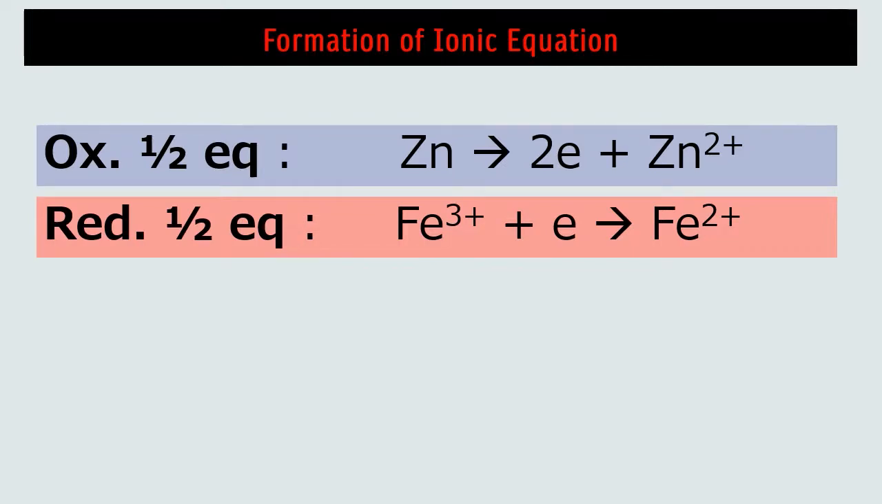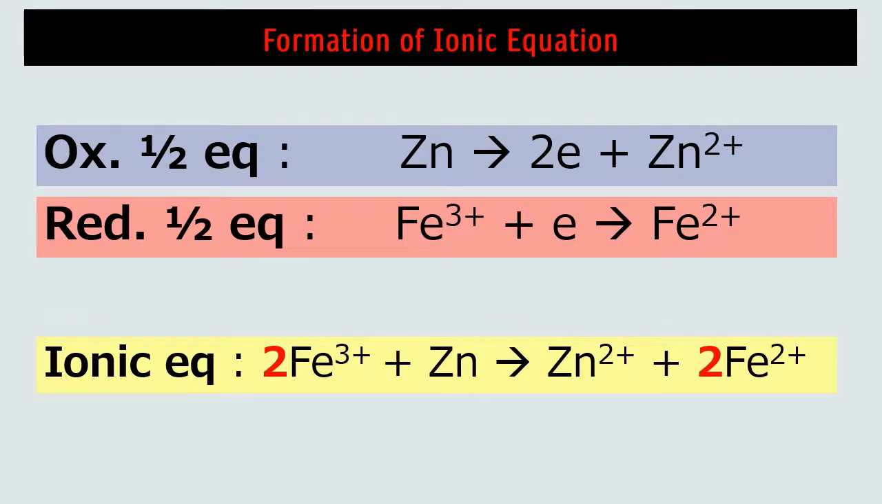As we saw in the example earlier, we need to make sure that the number of electrons, or quantity of electrons, are the same. The reduction half equation has 1 electron, while the oxidation half equation has 2 electrons. We need to multiply the reduction half equation by 2 in order to make the electrons the same quantity.